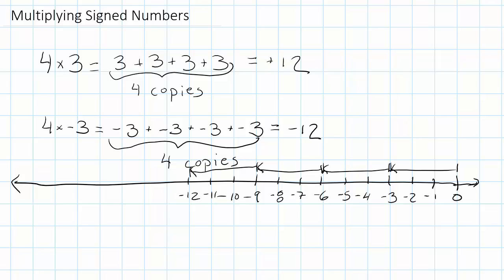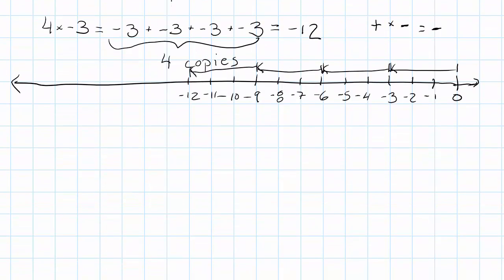Of course, there isn't anything special about 4 and 3 here, right? This is an instance of a general rule. A positive number times another positive number is always a positive number. Here we see another general rule. A positive number times a negative number is always a negative number. All right, so far so good.